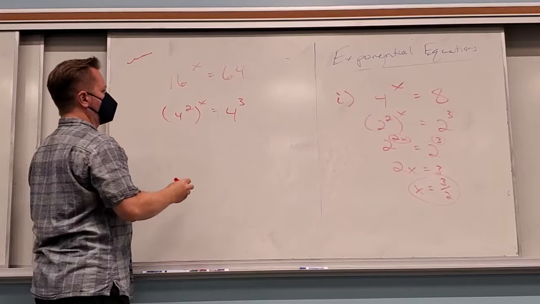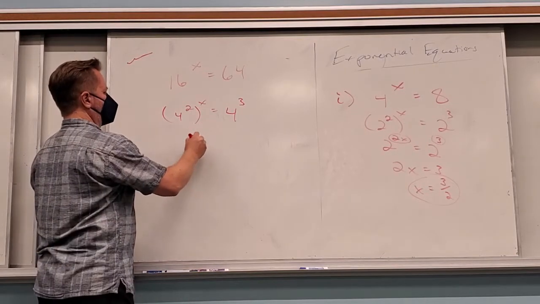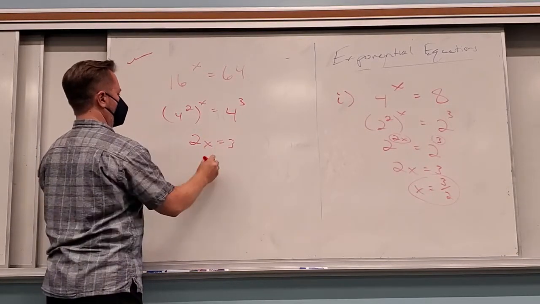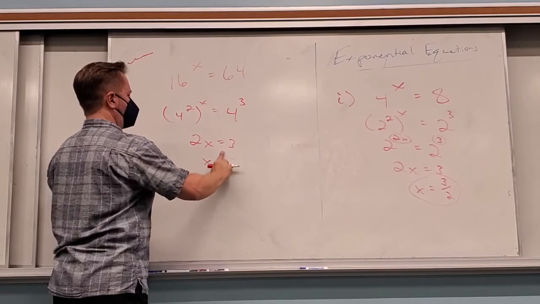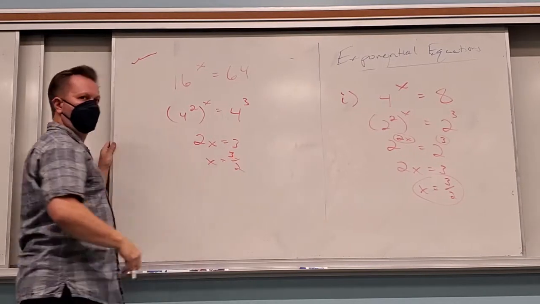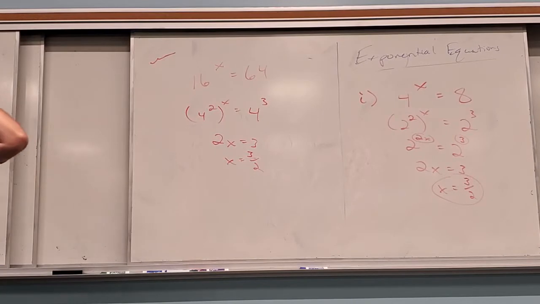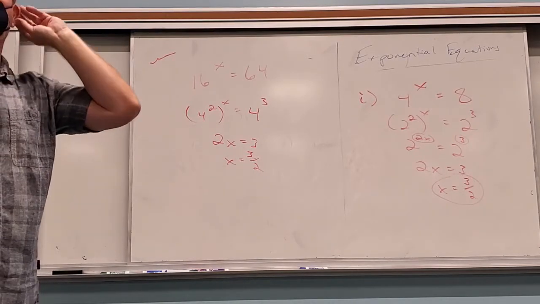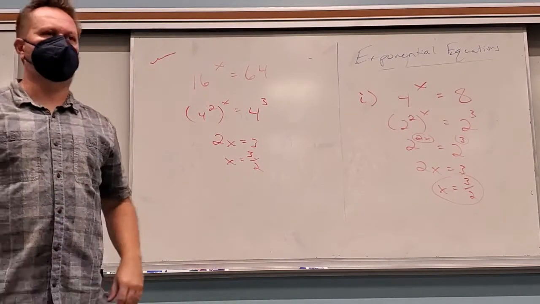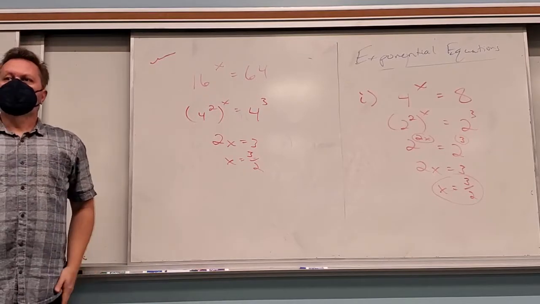So then what must be true? 2x equals 3. It's the same thing. Say again? I thought 4 to the 4th is 64. Oh no, all right. Understandable.